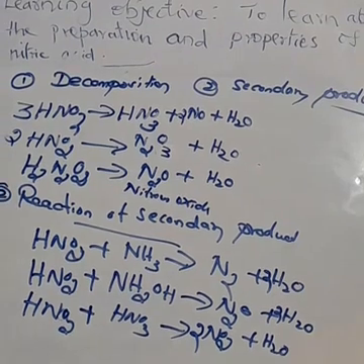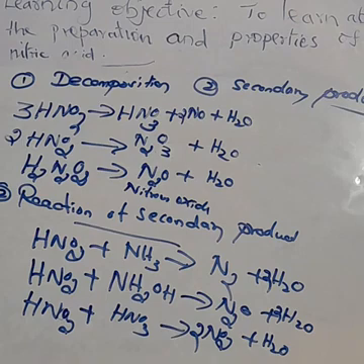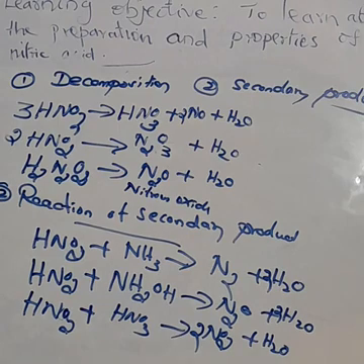Next, what are the uses of nitric acid? It is used as an oxidizing agent and in the preparation of aqua regia. What is the usage of aqua regia? We use aqua regia in the reaction with gold, which we can discuss later. Next, nitric acid is used in photography and also in the preparation of NaNO2.